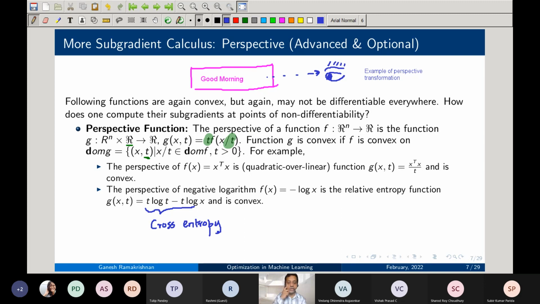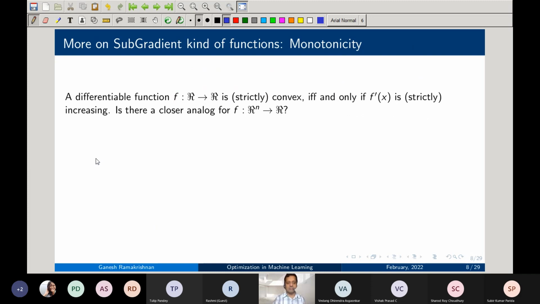You can view cross entropy as a perspective transformation. Okay, so what about the subdifferentials here? Right, so think about this. Again, it's going to be optional. I will not insist on this. But let's move to the next topic, unless there are questions here. So this is giving you some glimpses into subgradient calculus.